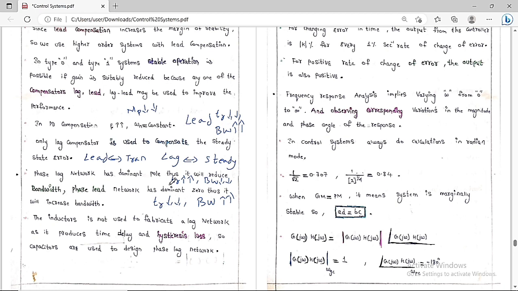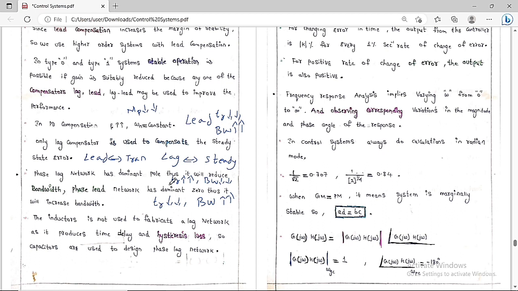You can see clearly in the picture also, I have already told you the initial concept of how to design the phase lag network, with the picture also. In that we are not going to use any inductor, we are going to use only the capacitor. In the case of phase lead as well as phase lag, we are not going to use any inductors, only capacitors. Why are we not going to use inductors? Because they are going to produce some time delay as well as some hysteresis losses. So because of this, we are not going to use the inductors.